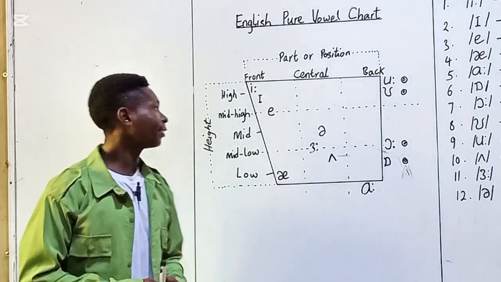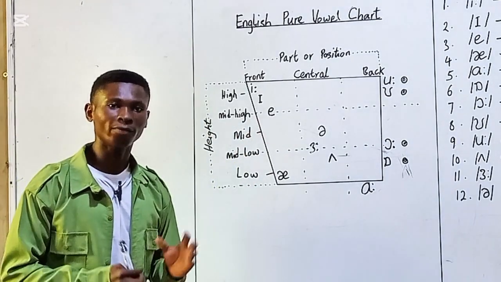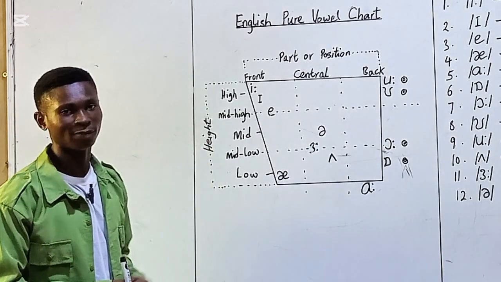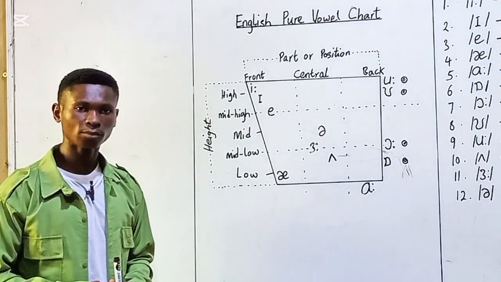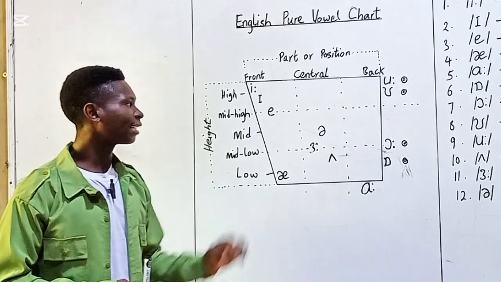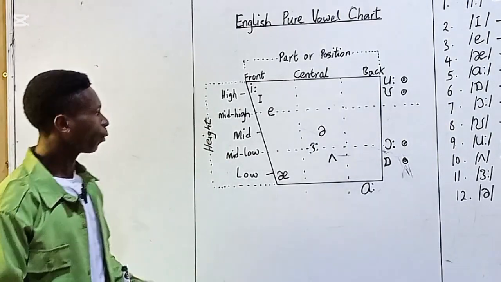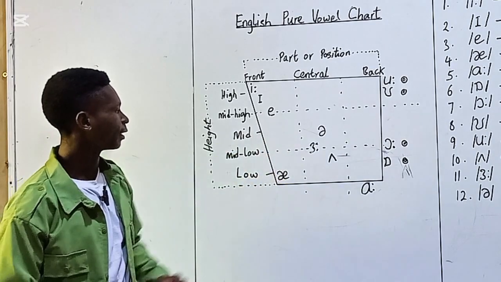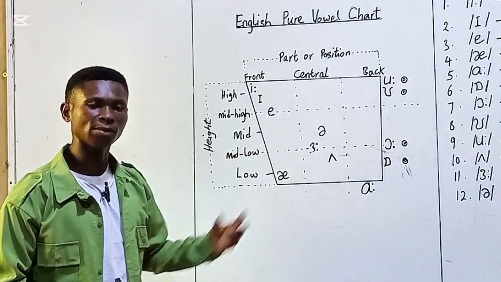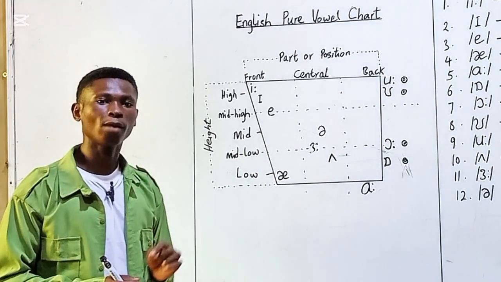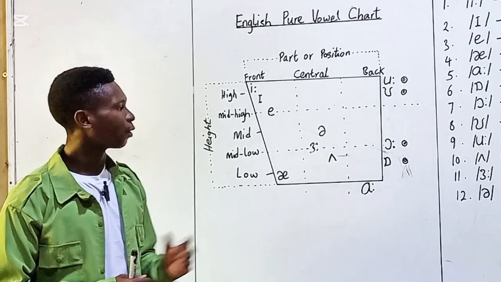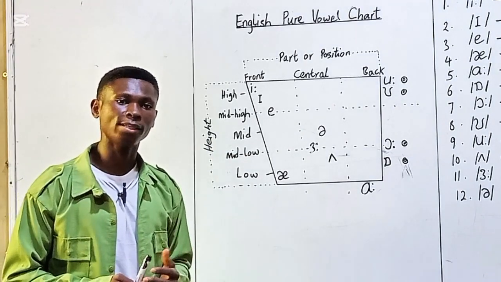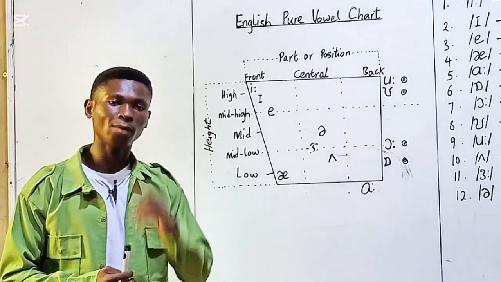Okay, so having considered the part or position of the tongue involved in the articulation of monophthongs and also the height of the tongue, now the next criterion is the shape of the lips. So the front vowel sounds and the mid vowel sounds are all articulated with an unrounded shape of the lip, whereas the back vowel sounds are articulated with a rounded shape of the lip.